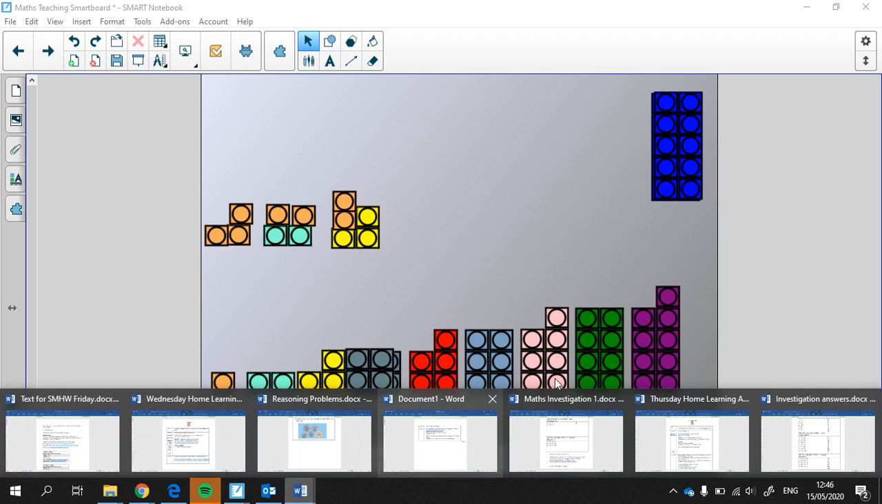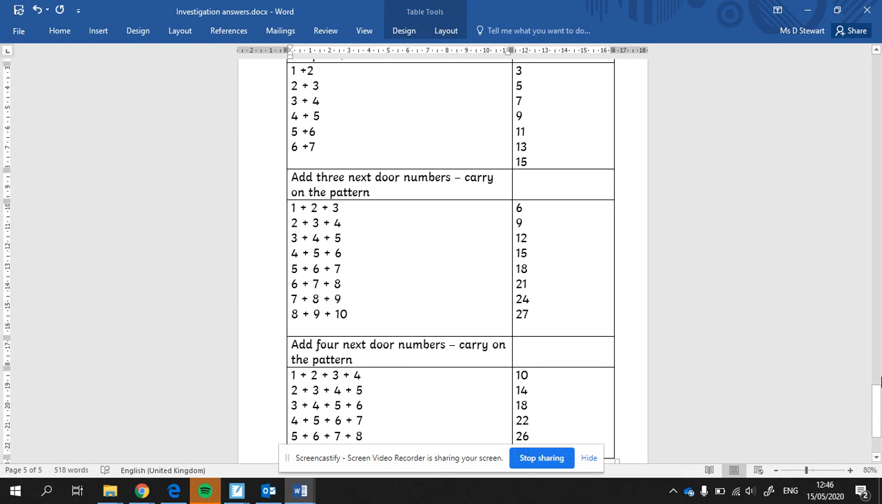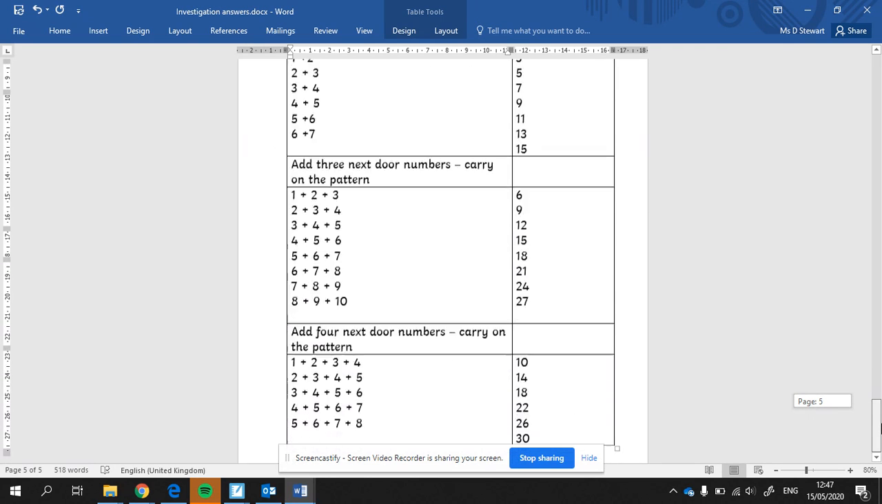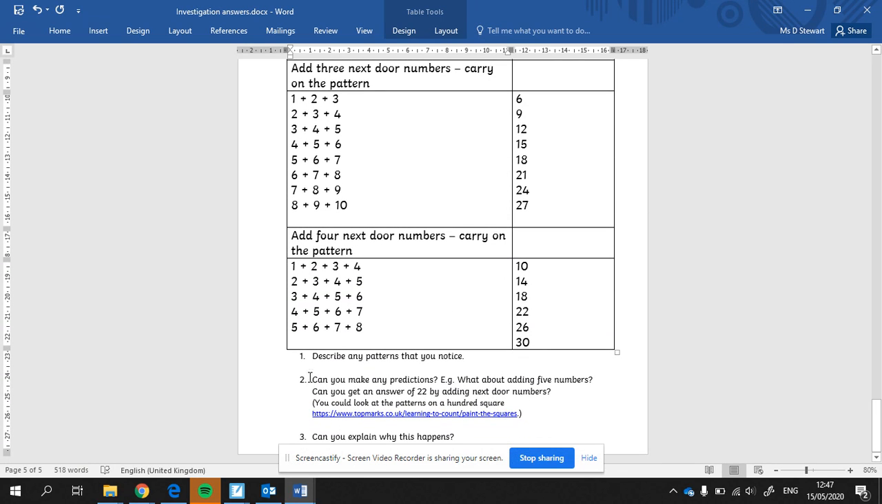There are 3 different little investigations, and the tricky skills are these questions we'll look at for this one that I've put at the end. Describing your patterns, making predictions and explaining why. And they're skills that you need right the way through your maths learning, even as you get to the senior school. So I hope you enjoyed doing some investigating today.